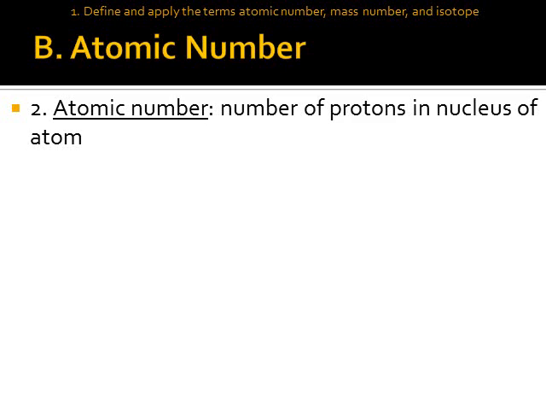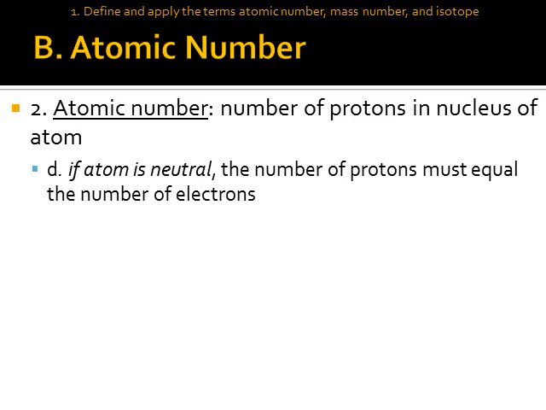So we've defined atomic number. It is the number of protons in the nucleus of an atom. Note that if the atom is neutral, it is the same as the number of electrons, because that would mean that the protons have to be equal to the electrons. Because recall, protons are positive, electrons are negative, and so those particles have to cancel each other out. So if we have a neutral atom, the atomic number would also be the number of electrons.